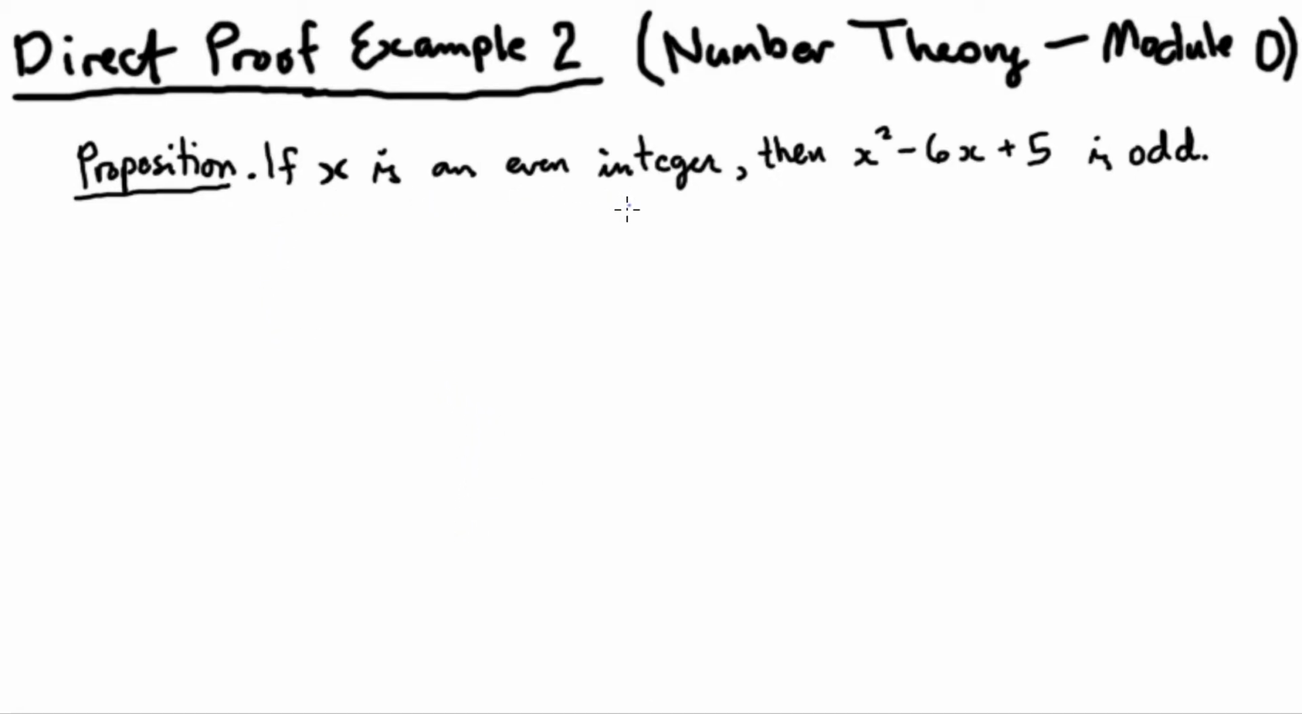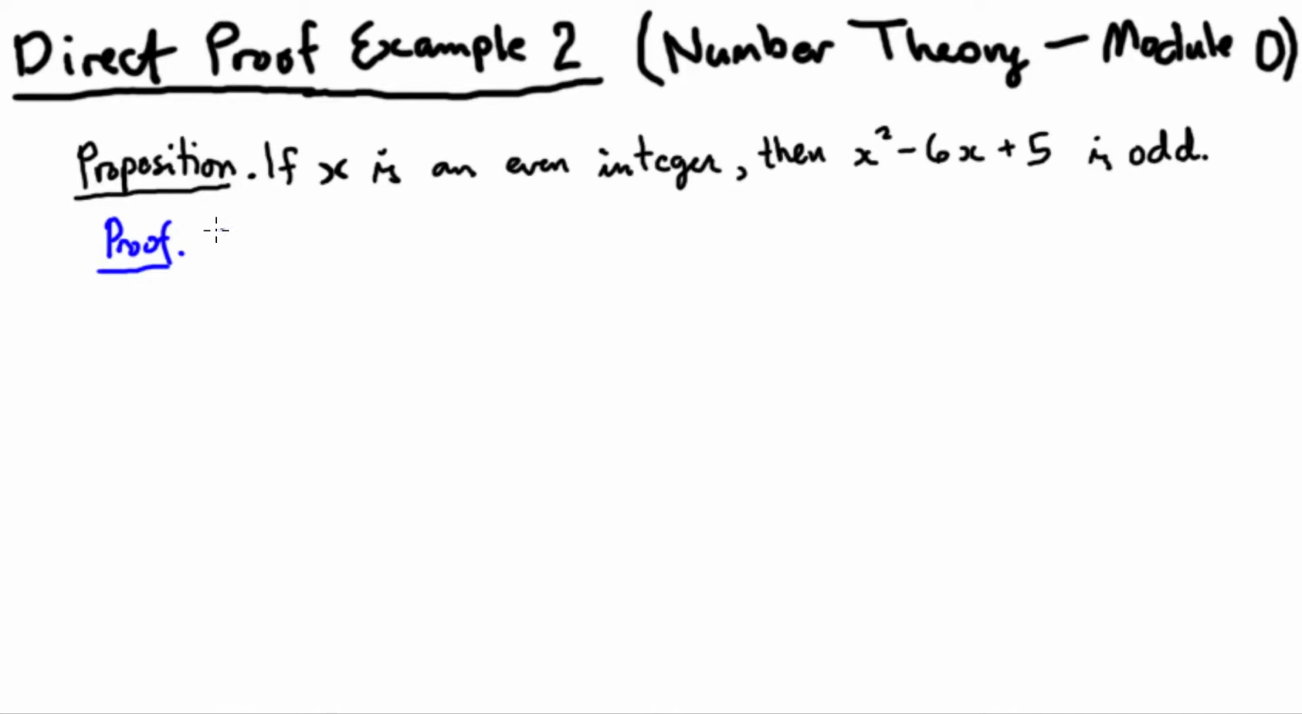If x is an even integer, then x squared minus 6x plus 5 is going to be odd. As with how we write proofs, we start with the word Proof. Usually it's italicized, or I'm going to underline it and put a period at the end. So again, it's a direct proof.